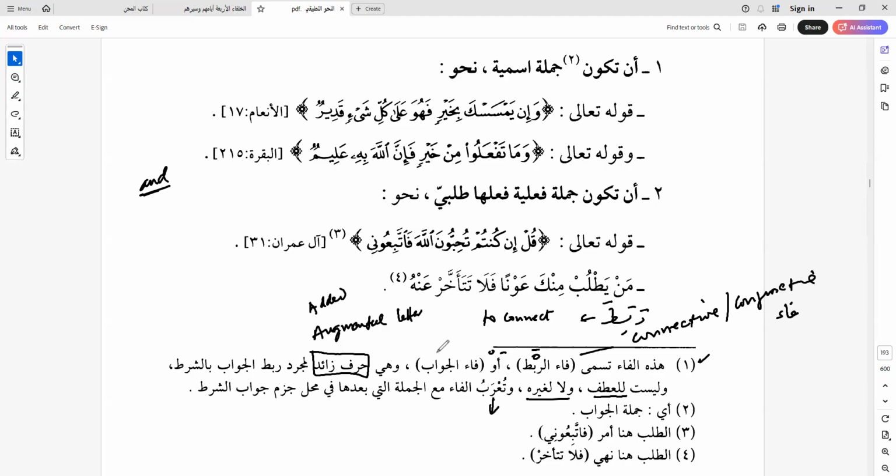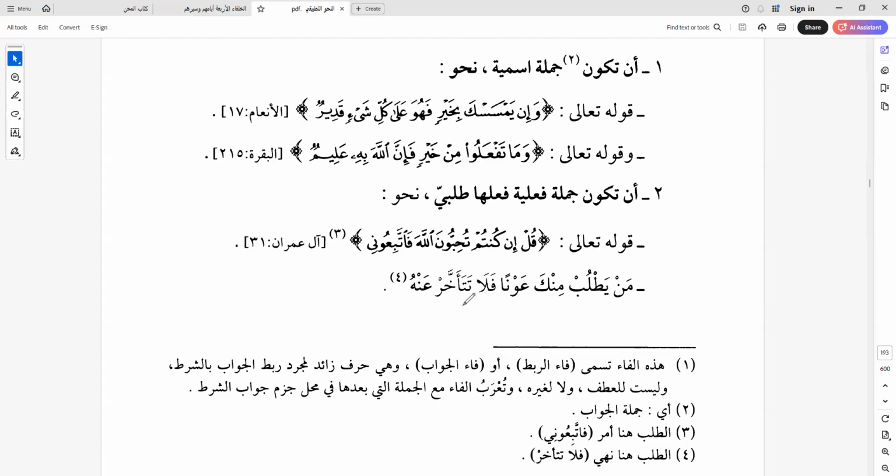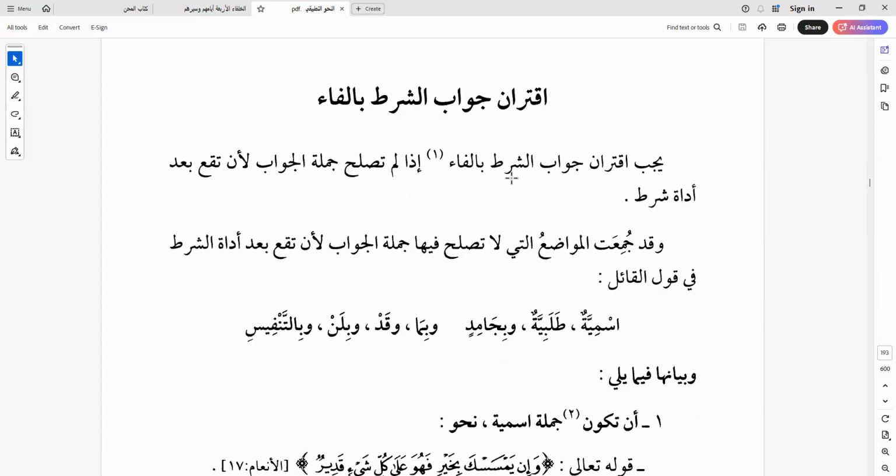So how do you do the إعراب of such a fa? تعرب الفاء مع الجملة التي بعدها. So you do the إعراب of the fa with the جملة that is after it, في محل الجزم جواب الشرط. So you can say الفاء حرف زائد, والجملة في محل الجزم جواب الشرط. That's it. All right. So that is the fa we are dealing with when you connect it to the جواب الشرط. That fa is fa الربط, fa الجواب. Let's go back to the explanation.